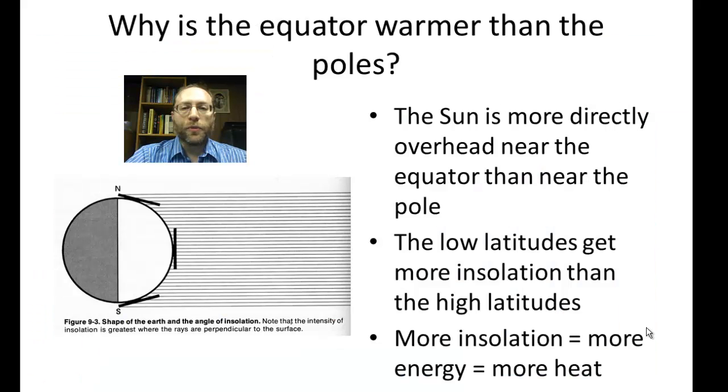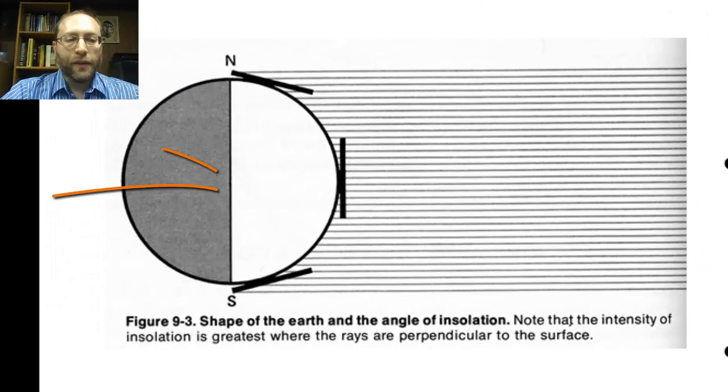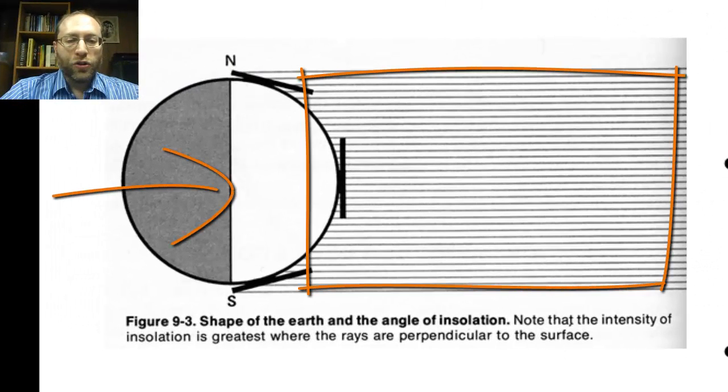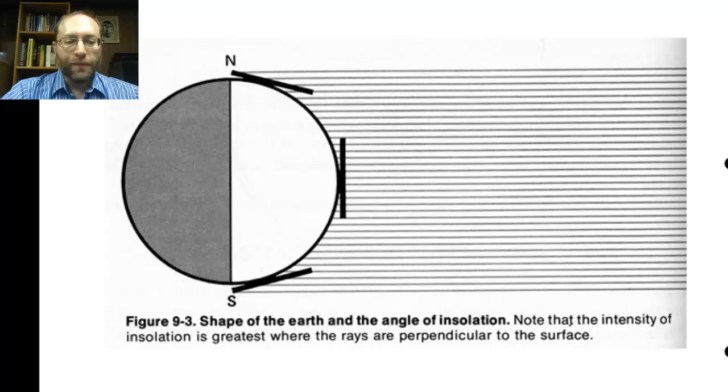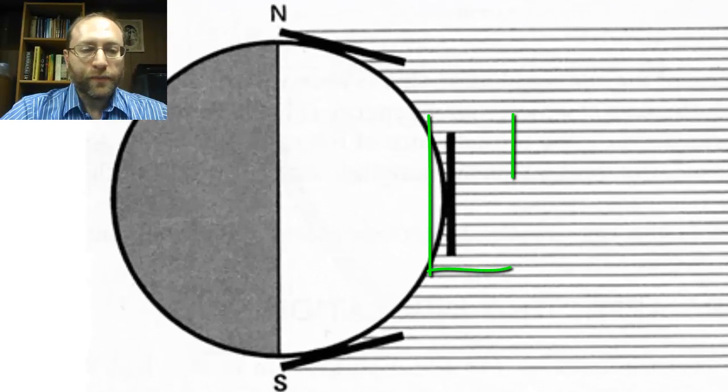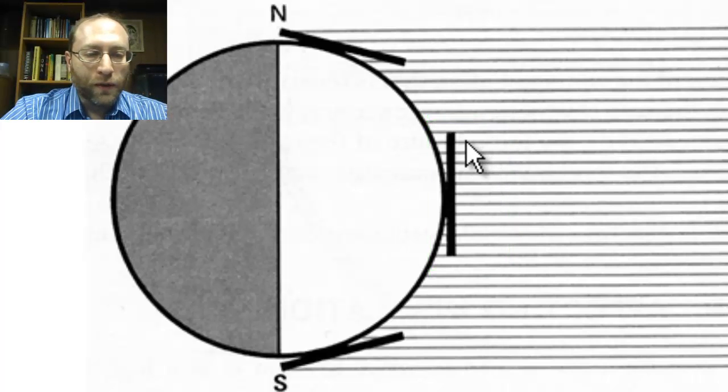Now, why is the equator warmer than the poles? Let's look at this diagram here. Now, here's the Earth. These lines show the sun's radiation coming through, the sun's light or sun's photons coming through. And these dark lines that you see on the surface of the Earth represent a flat surface on the Earth. If you look here on the equator, if you count up the number of lines here, we've got 1, 2, 3, 4, 5, 6, 7, 8, 9, 10, 11, 12, 13. So we got 13 lines here coming at the equator.